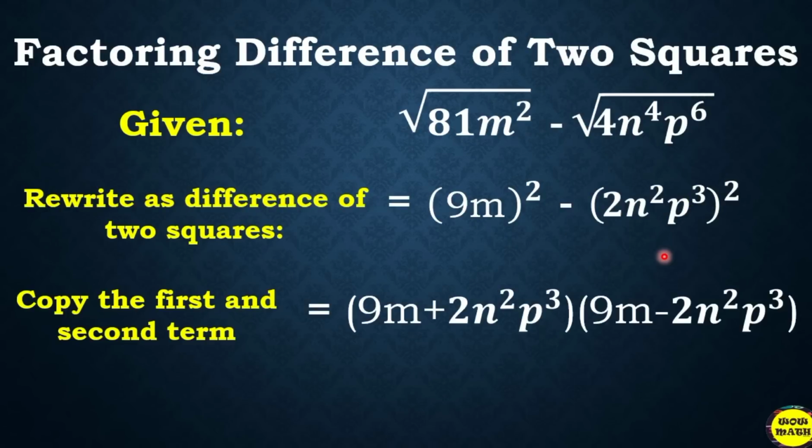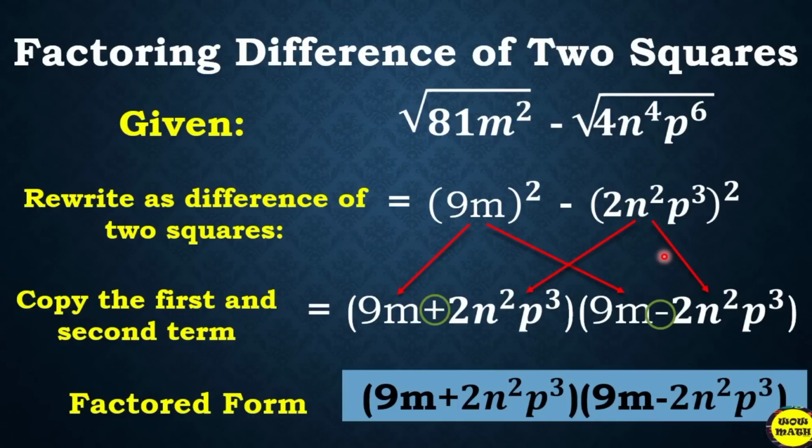Okay. Next. So, copy natin yung first term at yung second term. Ito si first term. Lagi pong ganon. And then yung second term mo na 2n squared p cube, dun mo siya ilalagay. Okay? And then, do not forget, sum and difference palagi, plus and minus. So, therefore, our factored form is 9m plus 2n squared p cube and 9m minus 2n squared p cube. Okay? So, dito lang siya nagkakaiba palagi.